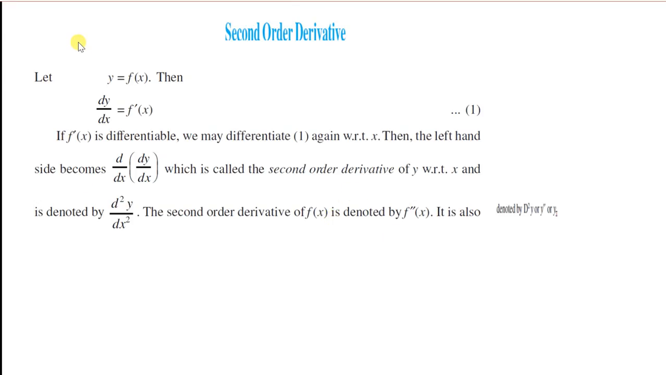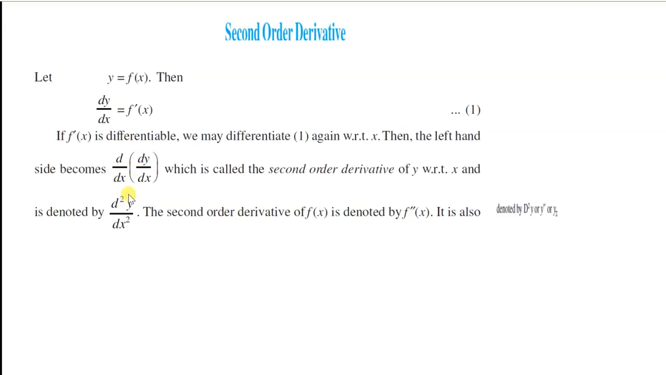Suppose y is a function of x. Then we can differentiate both sides with respect to x. We get dy by dx equal f dash x. If this f dash x, the first derivative, is again differentiable, we can again differentiate with respect to x. So we get d by dx of dy by dx equal f double dash x, and that is called the second order derivative of y with respect to x.